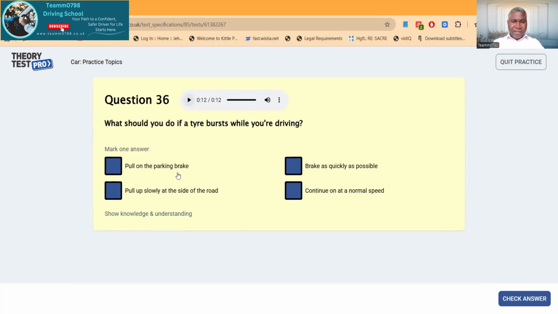Okay. Do not brake. Do not use a handbrake. Don't use any braking at all. So brake as quickly as possible? No, don't do that. So those two answers at the top are wrong. Okay. Pull up slowly at the side of the road sounds more reasonable. Continue at a normal speed? Really? No. The correct answer is pull up slowly at the side of the road.